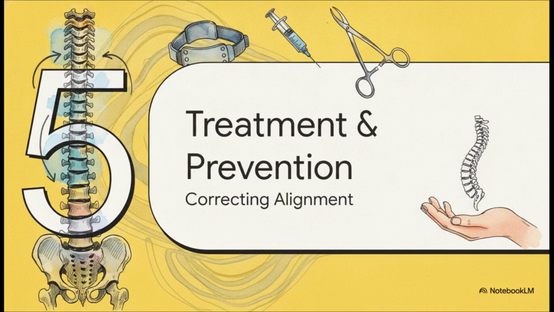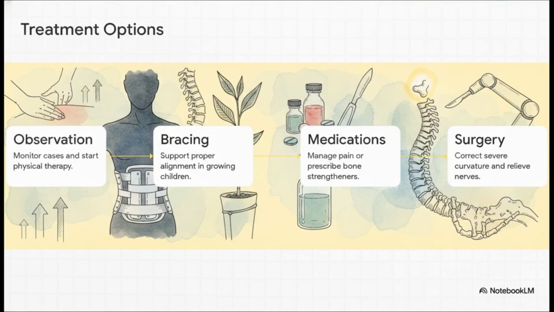5. Treatment and prevention. Moving to our final section, Section 5, let's look at treatment and prevention strategies, the interventions used to correct alignment and relieve pain. Treatment is like a ladder. It builds up systematically. Step 1, we usually begin quite conservatively with observation and targeted physical therapy, using back extensions and core strengthening to naturally pull the spine back into alignment.